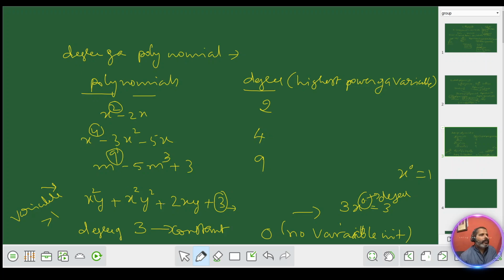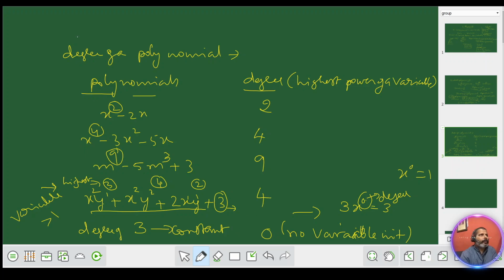Now, coming to the previous example where more than one variable is involved, first add the degrees. 1, 1 is there, so 2 is the degree. 2, 2 is there, so 4 is the degree for the term x square y square. x square y has 2 plus 1, 3 as the degree for this term. Then find the highest among these term degrees. So the degree will be 4.